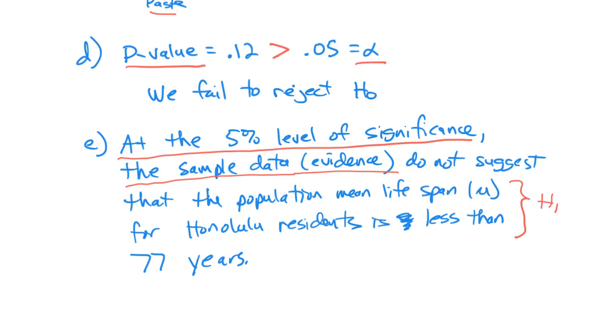So try this section out, 8.2. It's very similar to 8.1, but we're using t-scores instead of z-scores. And let me know if you have any questions.